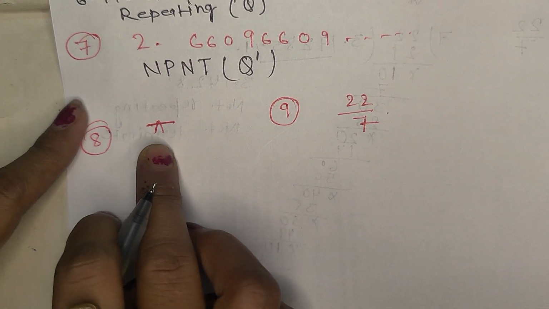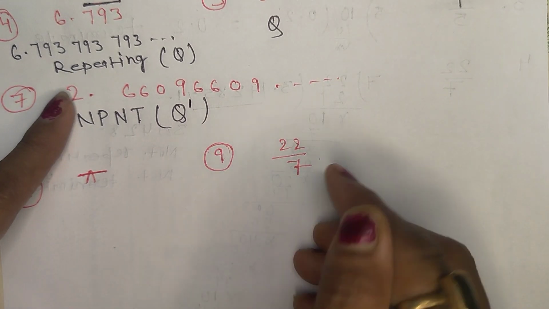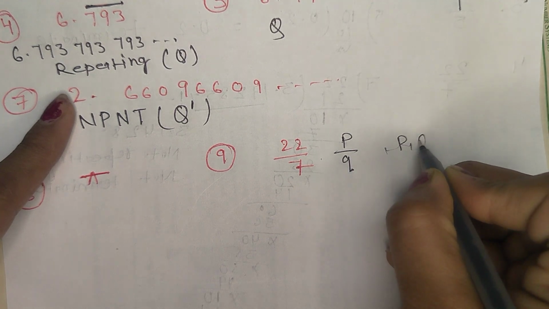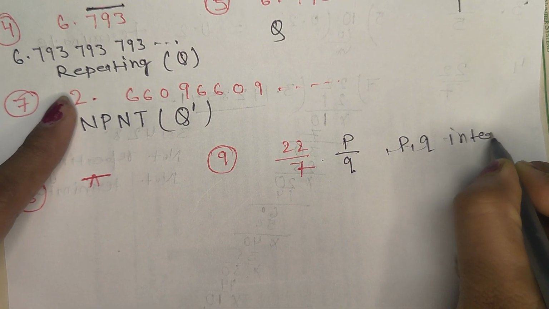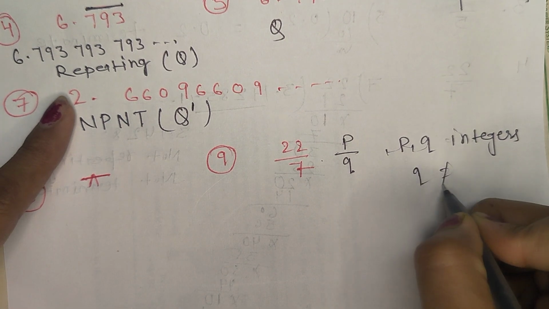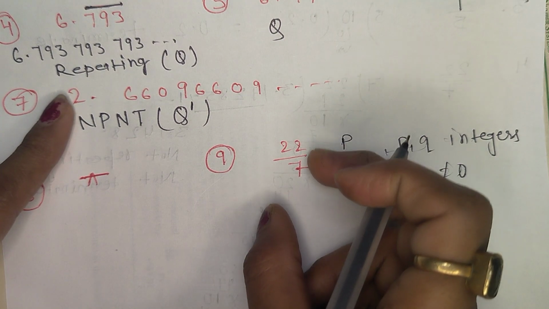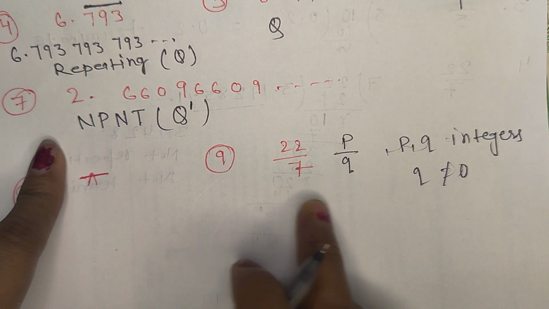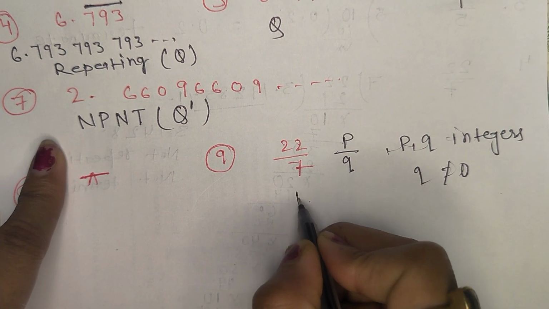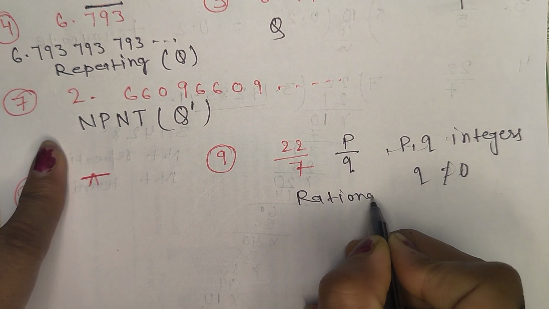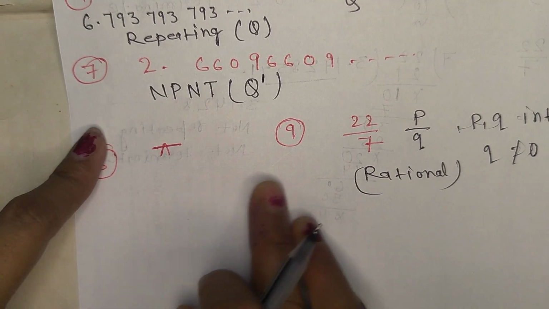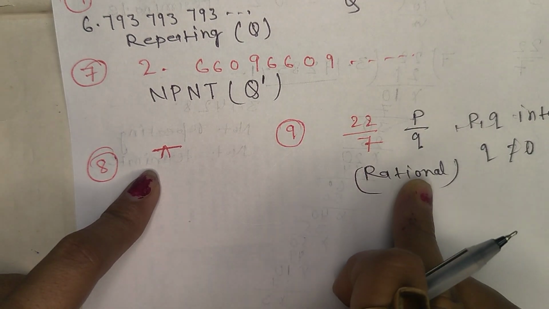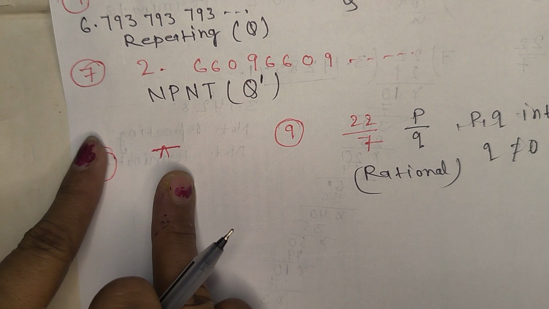The next question is pi, and this is pi by 7. You can see that this is in p by q form, with p and q integers and q not equal to 0. This number 22 by 7 satisfies the rule of a rational number, so this is a rational number. But we know that the value of pi is 22 by 7, which is a rational number. You can say pi is also a rational number.